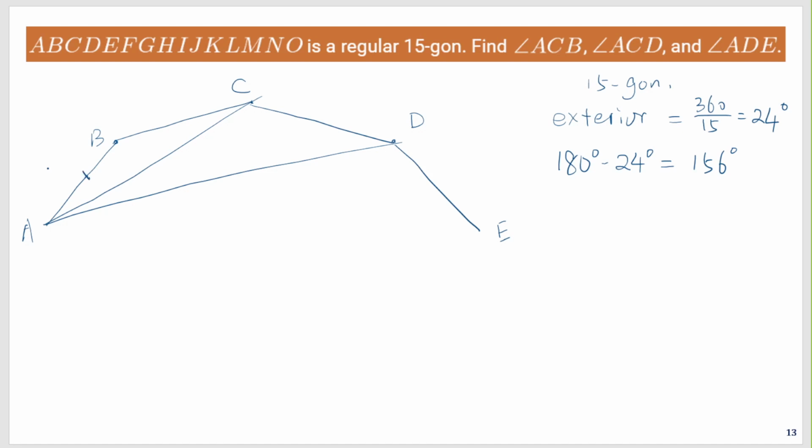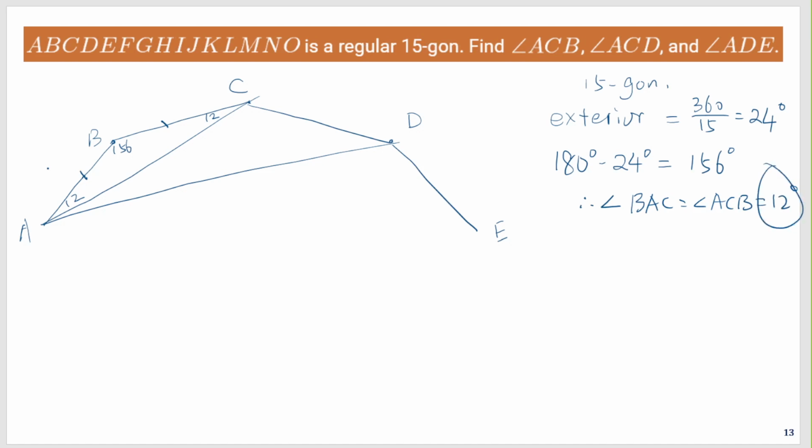And if you consider triangle ABC, this is actually an isosceles triangle, right? Angle BAC equals angle ACB. So we know the interior angle is 156 here, right? Therefore, we know each of the base angles should be 12 degrees because the sum of the three interior angles is 180, right? Therefore, we know angle BAC equals angle ACB, which is 12 degrees. That completes the first question.